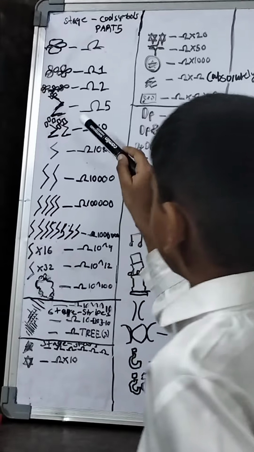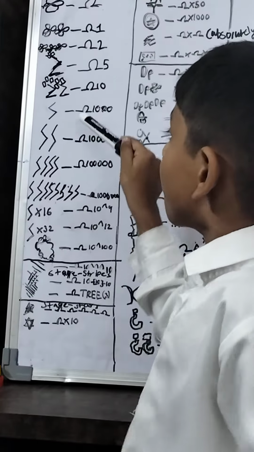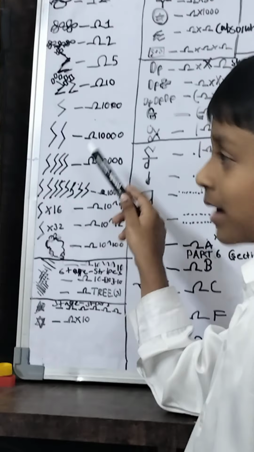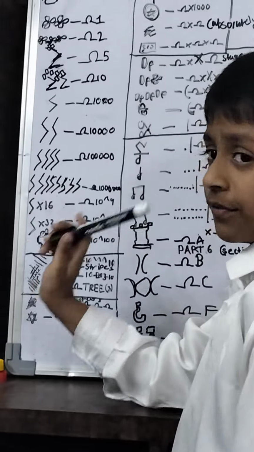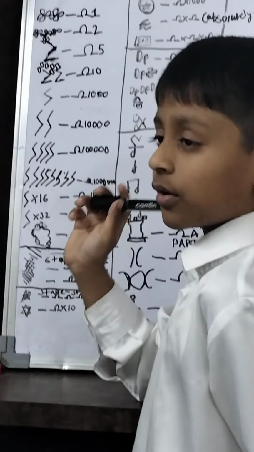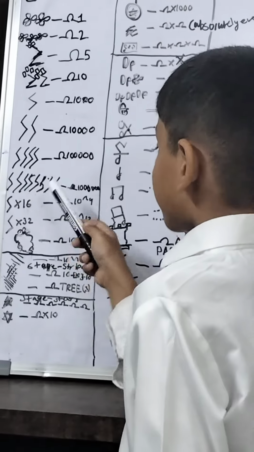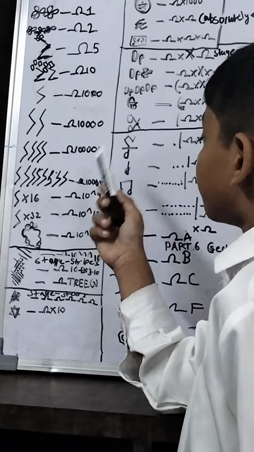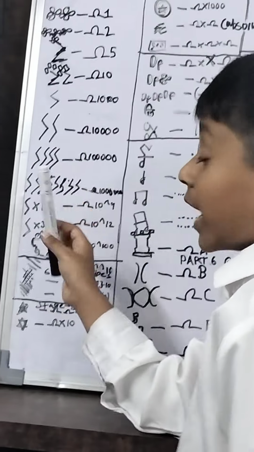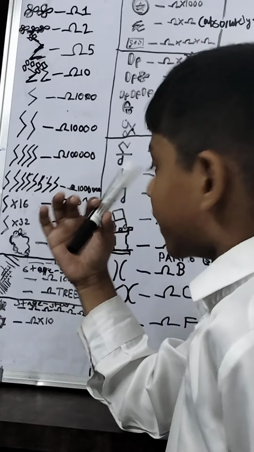10. Our absolute 10 infinity, this lightning bolt is absolute 1000 infinity. 2 lightning bolts are absolute 10,000 infinity. 4 lightning bolts are absolute 100,000 infinity. And 8 lightning bolts are absolute million infinity. And 16 lightning bolts are absolute billion infinity.